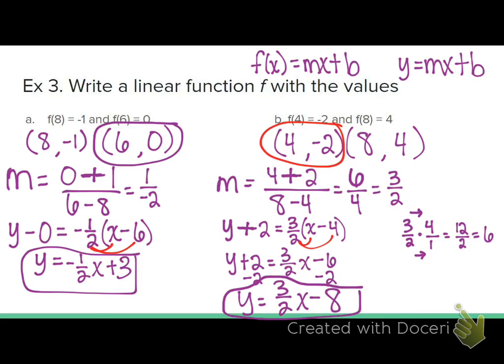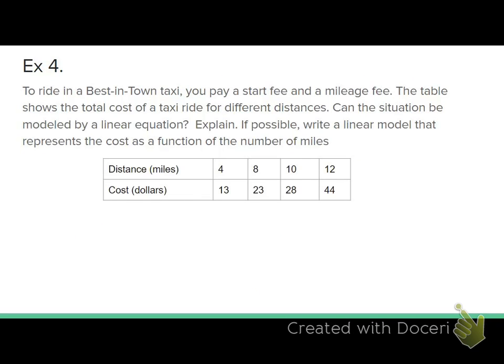All right, let's move on. We've got an application problem. To ride in Best in Town taxi, you pay a start fee and a mileage fee. The table shows the total cost of a taxi ride for different distances. Can the situation be modeled by a linear equation? Explain. If possible, write a linear model that represents the cost as a function of the number of miles.